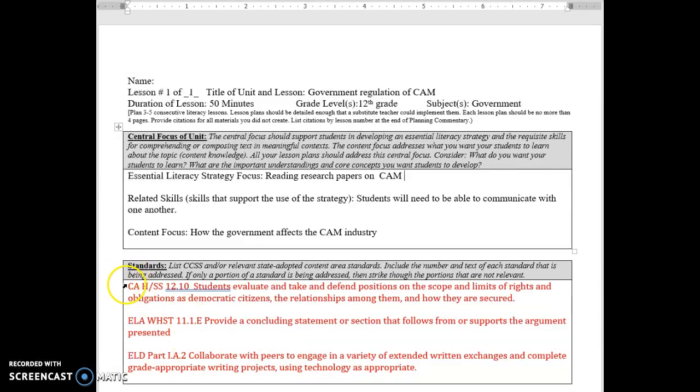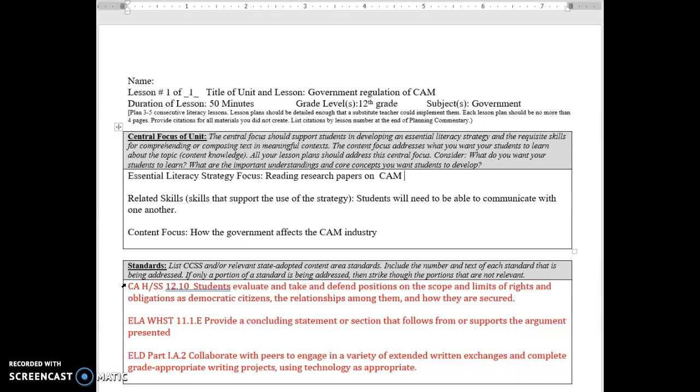Right here we have the standards. So for California History Social Science, it's going to be 12.10. Students evaluate and take and defend positions on the scope and limits of rights and obligations as democratic citizens, the relationship among them, and how they are secured. When we actually get into the lesson itself, the students are going to be looking at how the CAM industry is regulated and how that affects the relationship and the rights between the government and the people themselves.